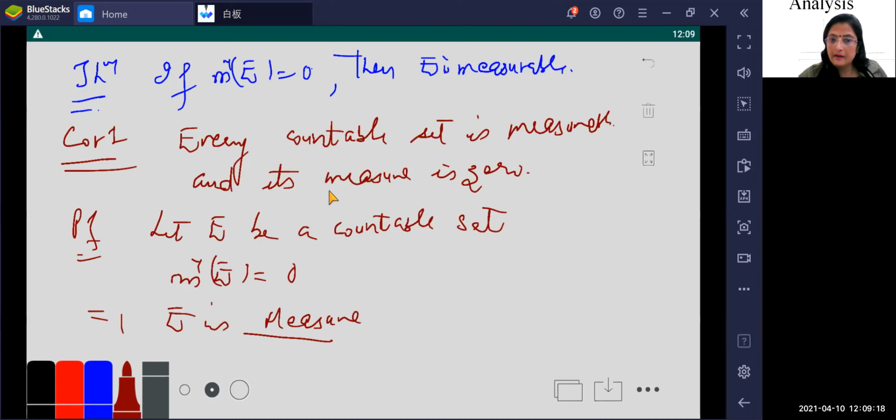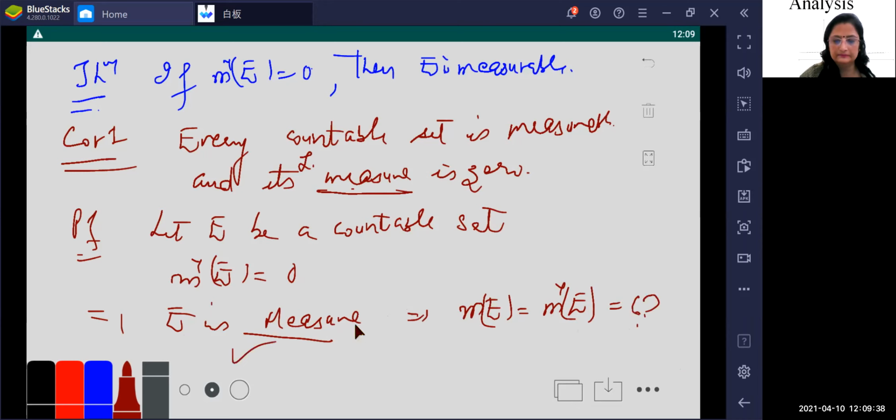Right? Now here outer measure is not written, here what is written is measure. Measure means Lebesgue measure. So we have to find the measure. So measure of E, by the previous definition, is m star E, which is equal to 0. So we have proved that E is a measurable set, and the Lebesgue measure of E is equal to 0. So this is the first corollary.